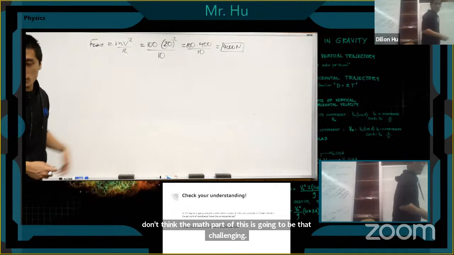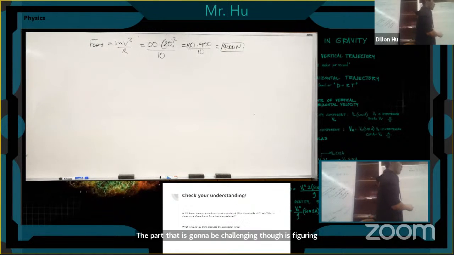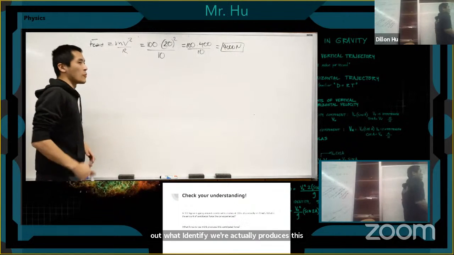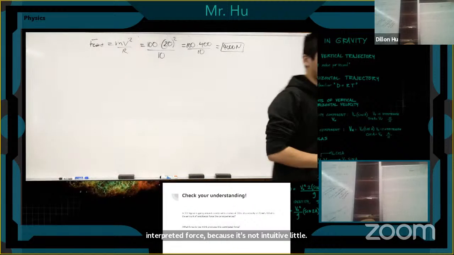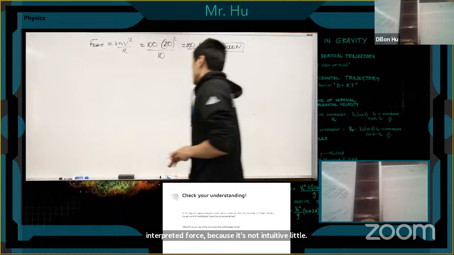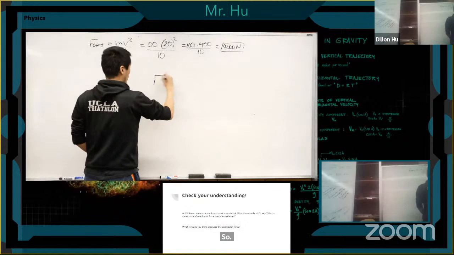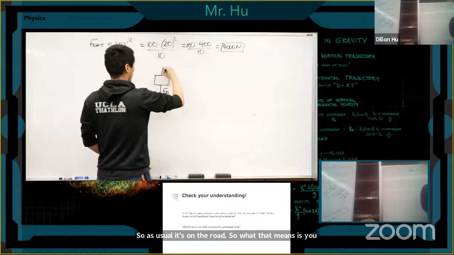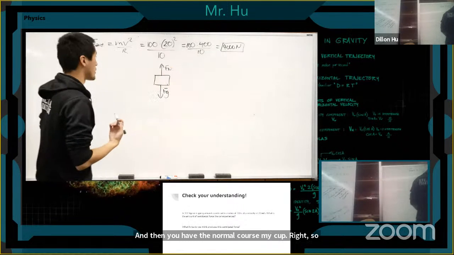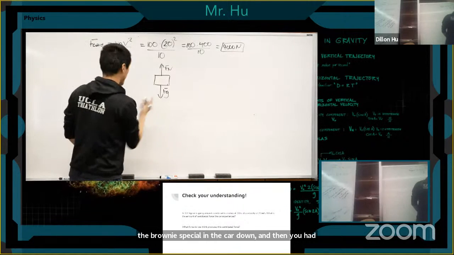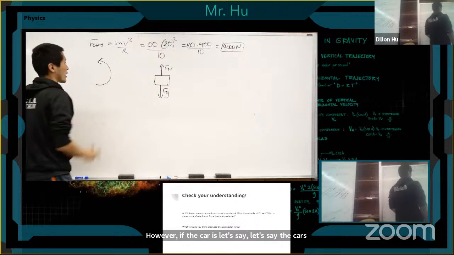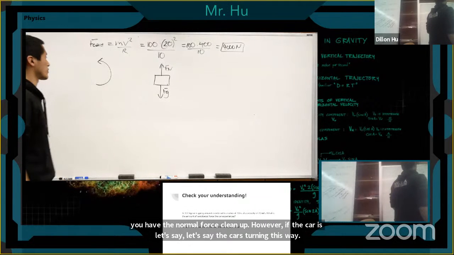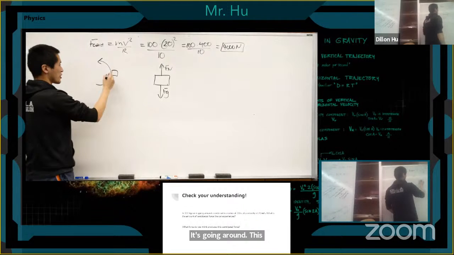So pretty straightforward here. I don't think the math part of this is going to be that challenging. The part that is going to be challenging, though, is figuring out what actually produces this centripetal force, because it's not intuitive at all. So I'm going to draw a free body diagram for this car. As usual, it's on the road, so you have the force of gravity going down and the normal force going up. However, if the car is turning this way, going around this way, what you need is a force pushing the car to the middle. And what could that force be?